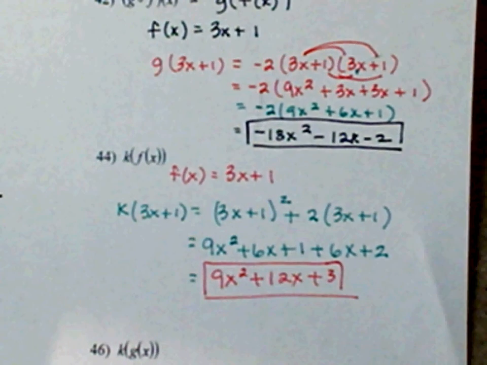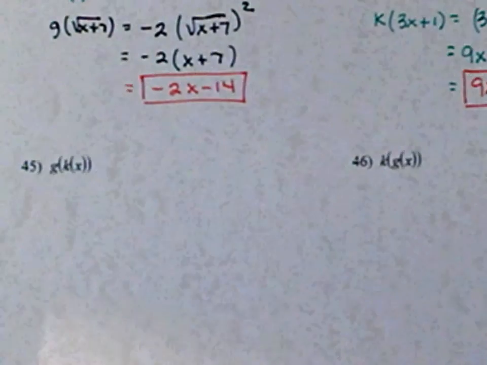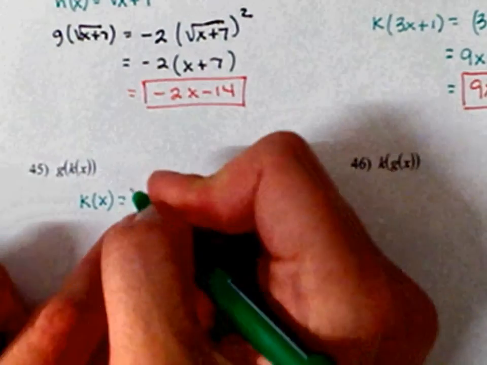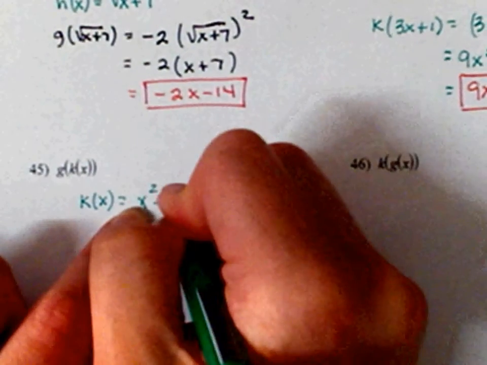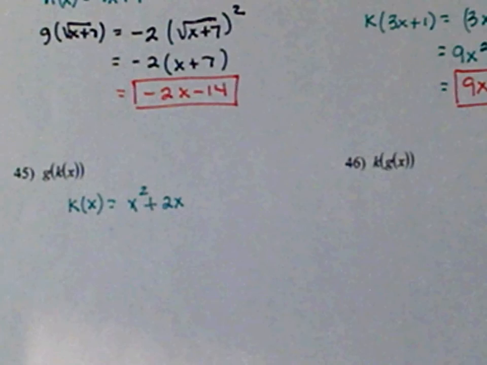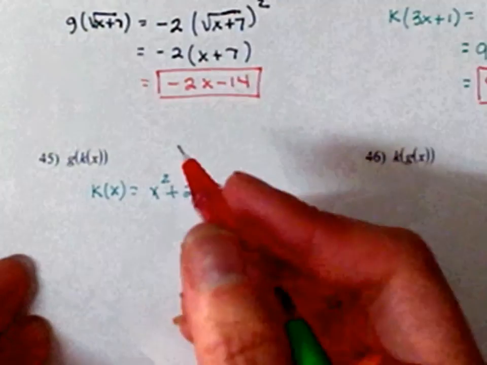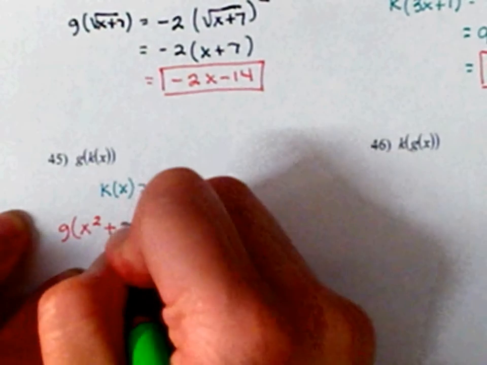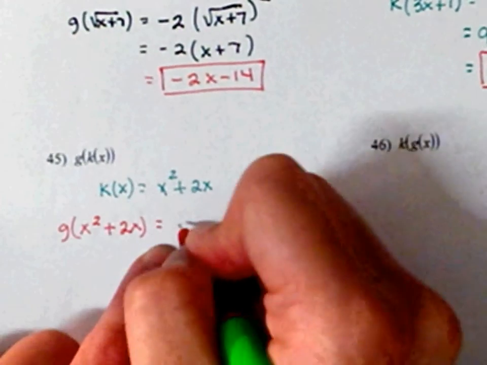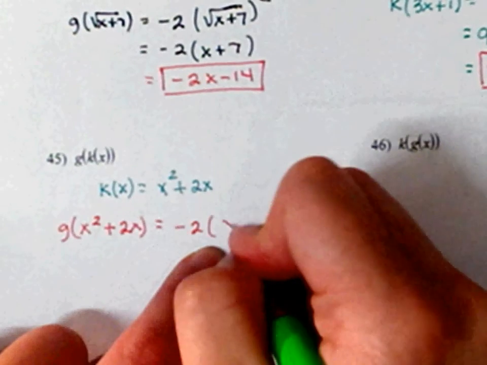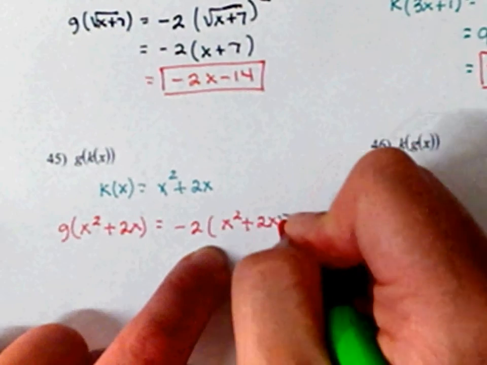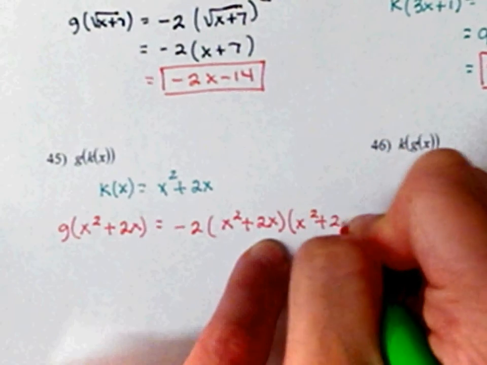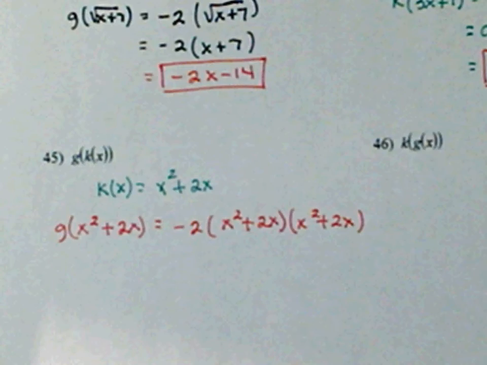On number 45, we're going to start off with k of x. And k of x is x squared plus 2x. Next, you have your g. So instead of an x, you're now going to substitute it with x squared plus 2x. So you have negative 2, x squared plus 2x, squared. Since it's a square, I'm going to go ahead and just write it twice. And now you're going to distribute.